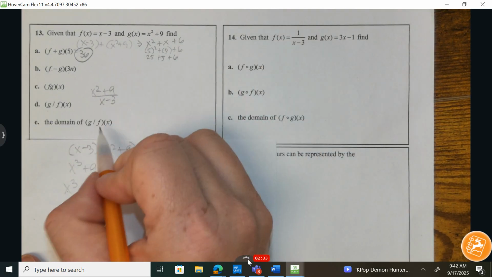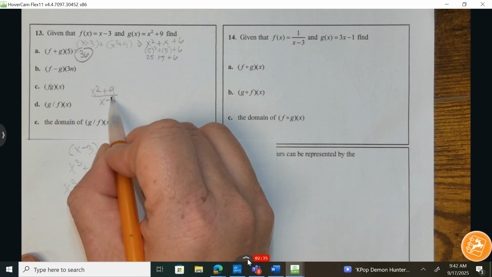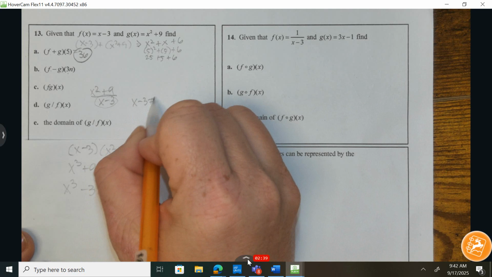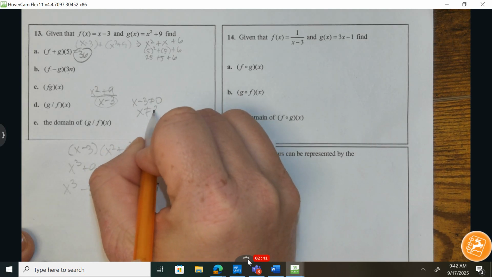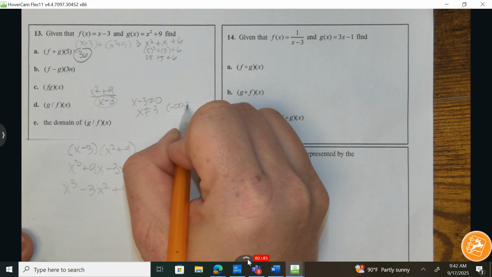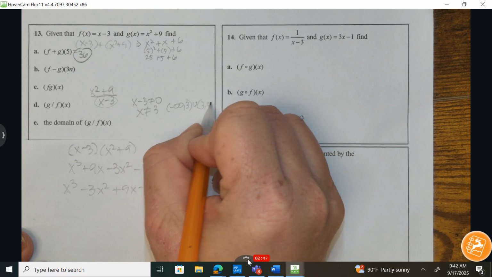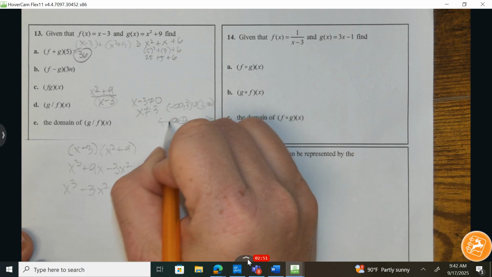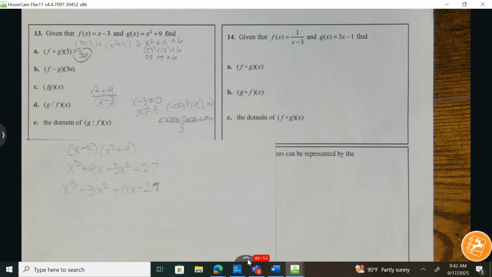Part E says, what is the domain of this? The domain of this, well, remember, the denominator can never equal 0. So I know x cannot equal 3. So it would be negative infinity all the way to 3, and 3 to positive infinity. Or you could write a number line like this, keeping 3 open and illustrating that everything else would be part of the domain.